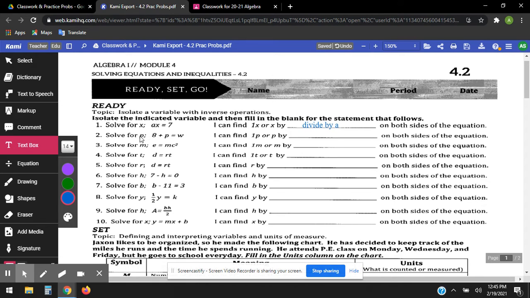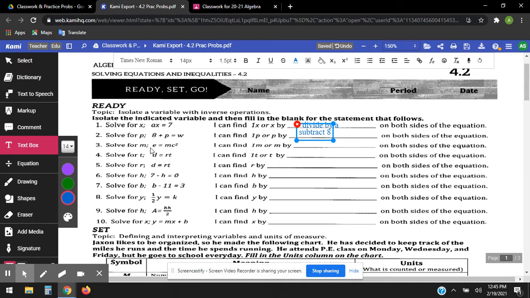Next one, I want p by itself. So if I want to get p by itself, I'm adding an 8 to it. So to get rid of a plus 8, I need to subtract 8. Again, it's just practicing that undoing piece.